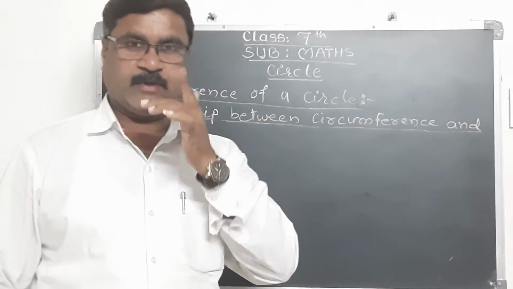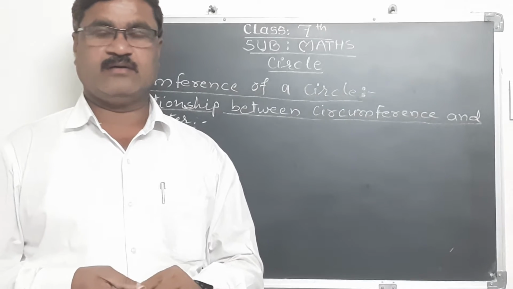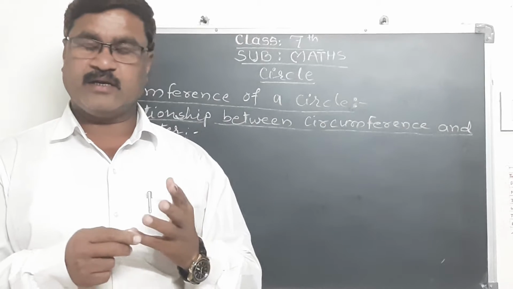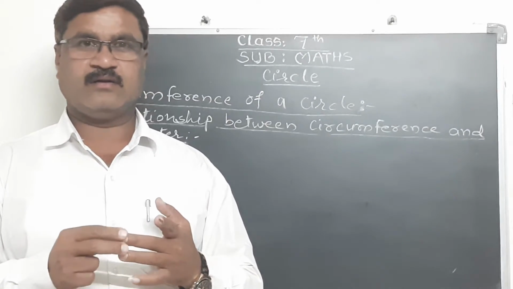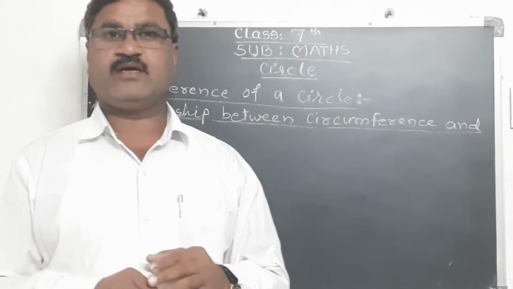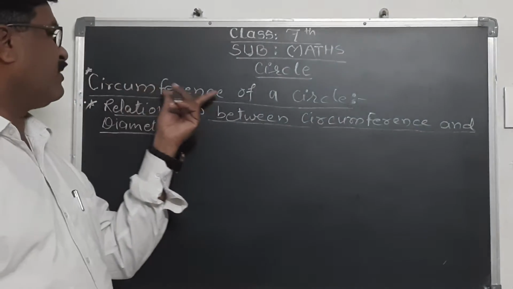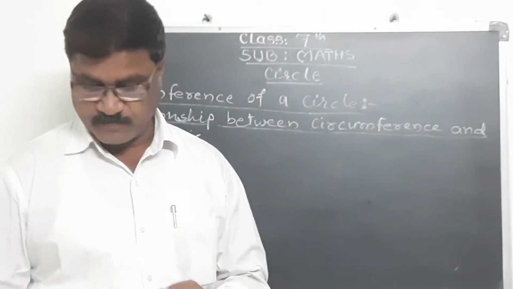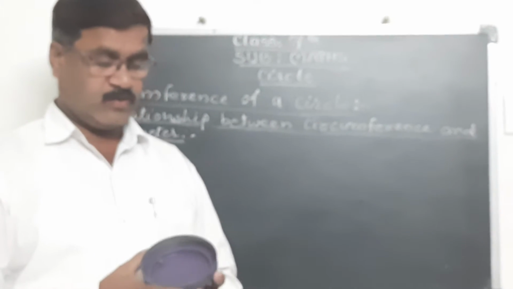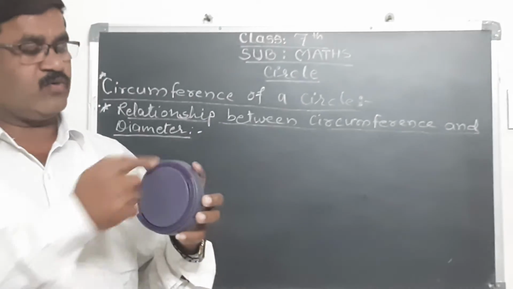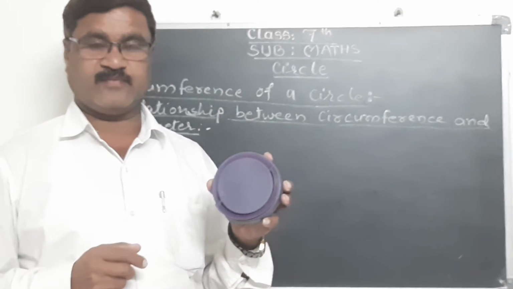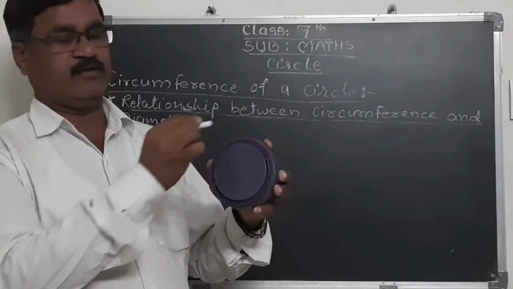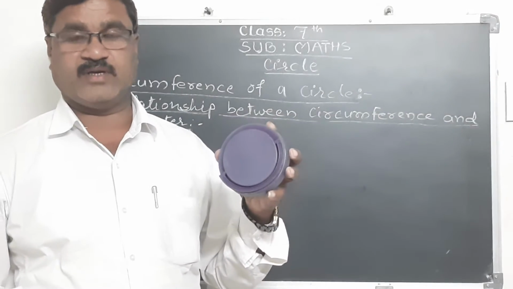So in this chapter, in the last period we saw the components of the circle, that is the radius, diameter and chord, etc. Today we will discuss the circumference of a circle. What is meant by the circumference of a circle? For that purpose we take one circular object. This is the lid of a jar. This complete outer surface of this lid is called the circumference.